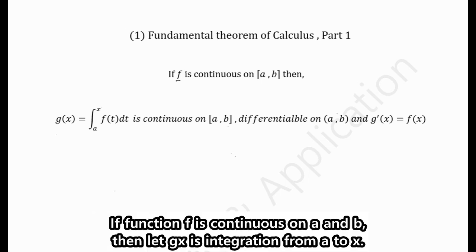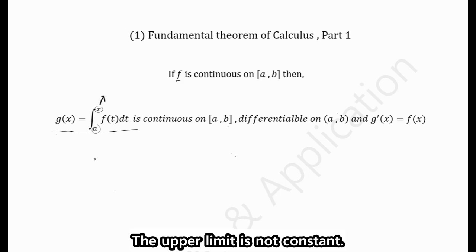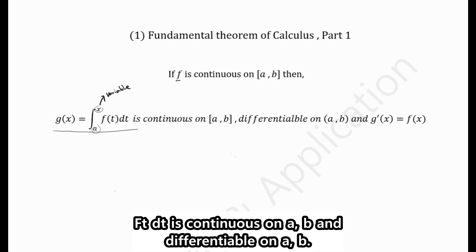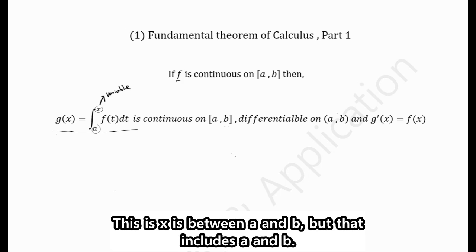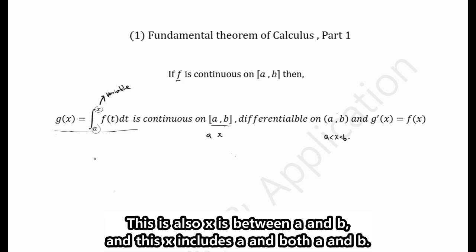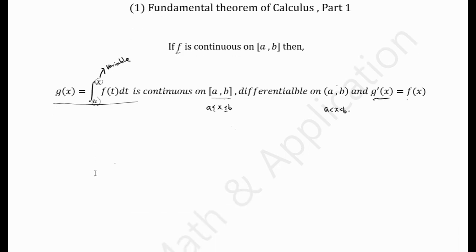If a function f is continuous on [a, b], then let g(x) be the integral from a to x of f(t) dt. The upper limit is not constant, it is variable. g is continuous on [a, b] and differentiable on (a, b). Here x is between a and b, but not including a and b. Here x is also between a and b, including both a and b. So g prime x is f(x).